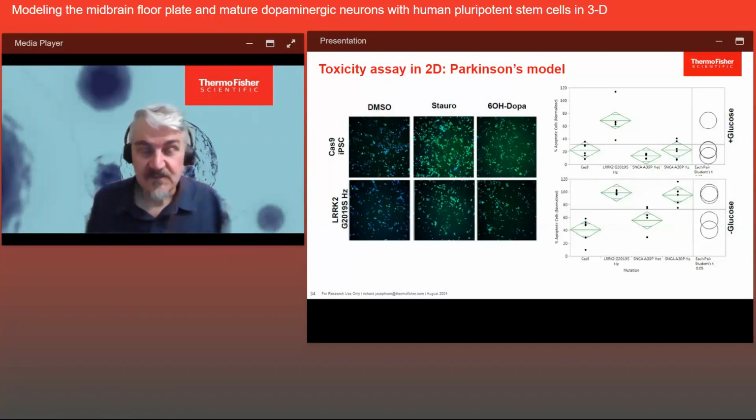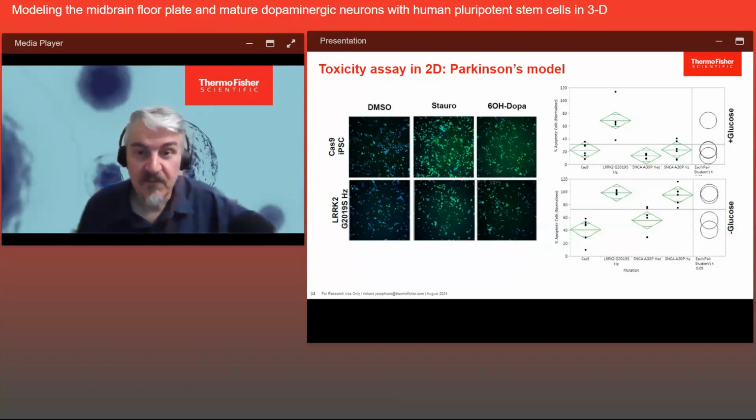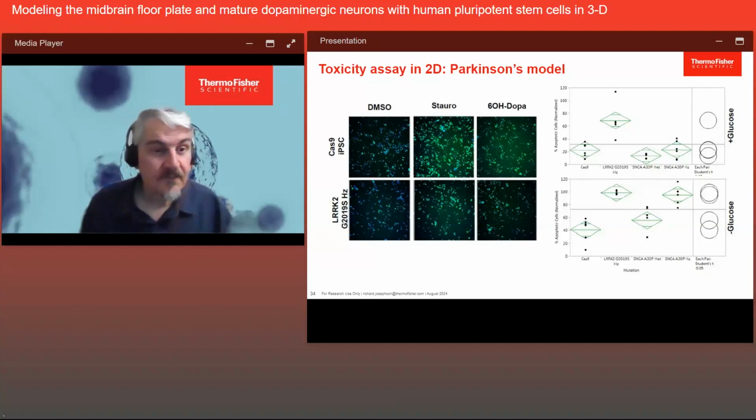So then the custom services team used the CellEvent Caspase-3/7 probe to test the effects of those introduced mutations on 2D cultures of PSC-derived dopaminergic neurons. So in these images on the left, staurosporine or 6-hydroxydopamine both increased apoptosis in neurons. And this was detected by the green fluorescence of the CellEvent probe.